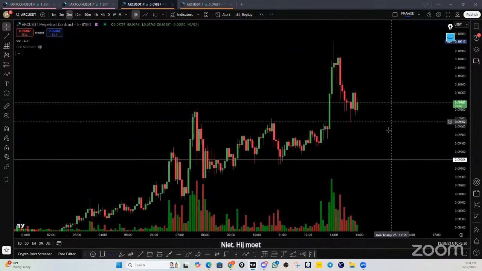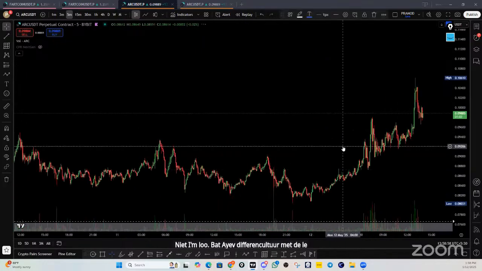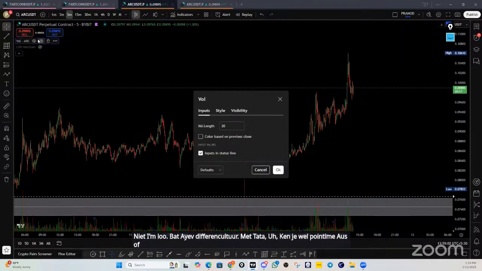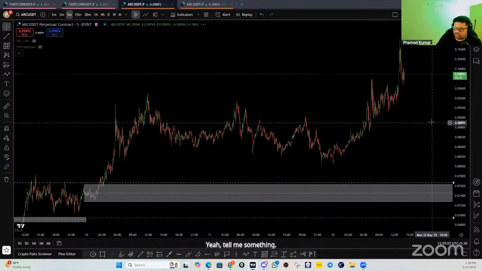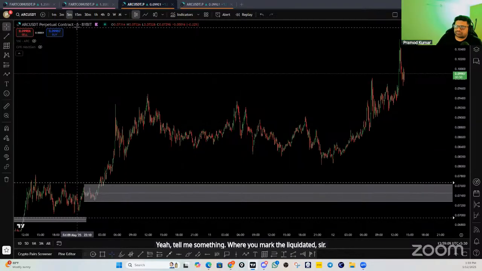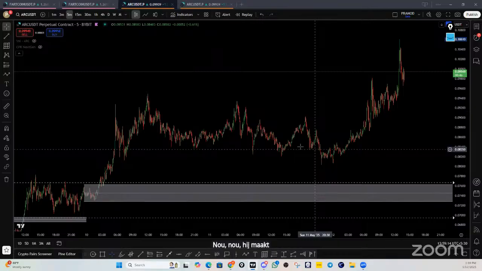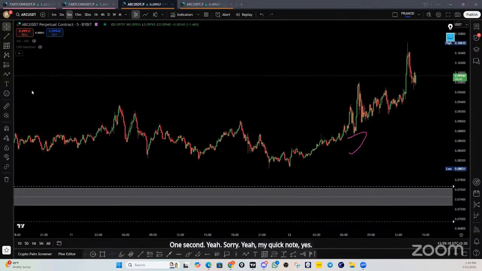I'm looking at it on 5 minutes, but I have difficulty with that liquidity thing. Can you point them out? Tell me, sir, where do you mark the liquidity? Now I have marked. Let me draw it, one second. I marked something here. I think somewhere is here.